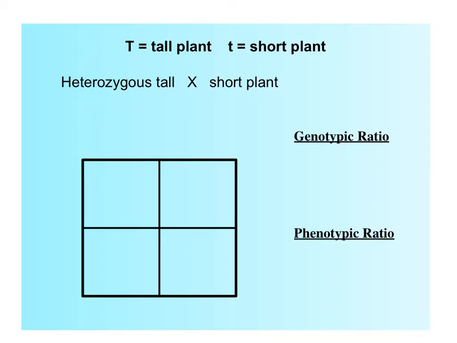Remember, step 1, turn these words into genotypes. So turn heterozygous tall into 2 letters and turn short plant into 2 letters. And we're using the letter T. Capital T equals tall. That's the tall allele. Lowercase t equals the short allele. These are plants. So see if you can do that.